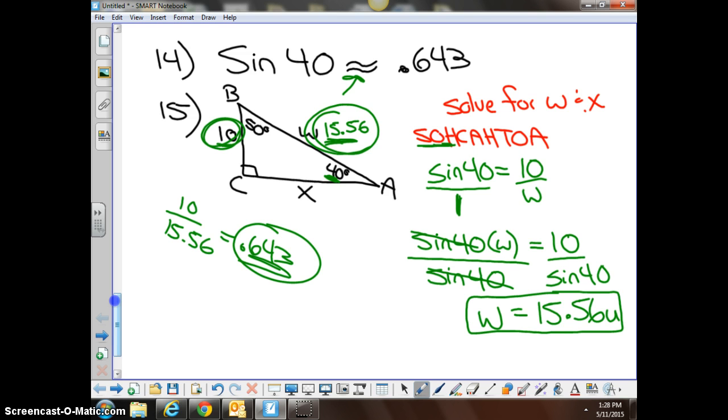This is where you're going to have to really think. So if I had sine of 40 and this was, and you don't write this down right now, but this was 9, what would W be? W would be not 15.56, it would be whatever would make 0.643 with the number 9. Yes, no? Yes.